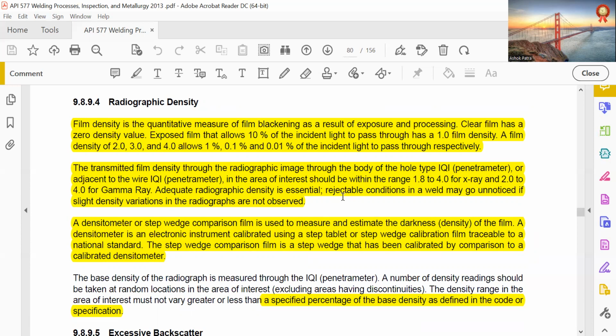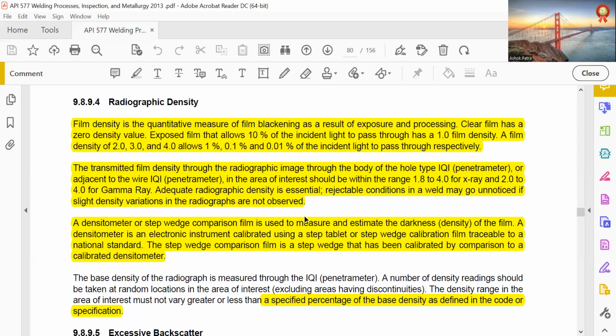The density through the radiograph image, through the body of the hole-type IQI penetrometer or adjacent to the wire IQI penetrometer in the area of interest, should be within the range of 1.8 to 4 for X-ray and 2 to 4 for gamma ray. Adequate radiographic density is essential. A rejectable condition in the weld may go unnoticed if slight density variations in the radiograph are not observed.